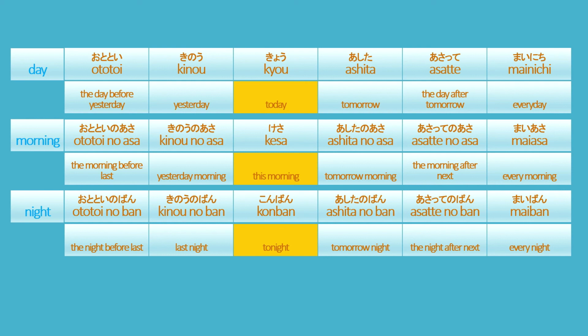Okay? So, yun lang po for the adverbs of time in Japanese.